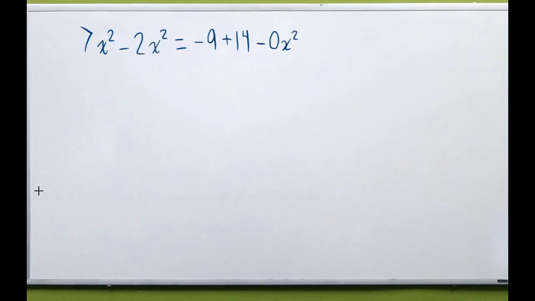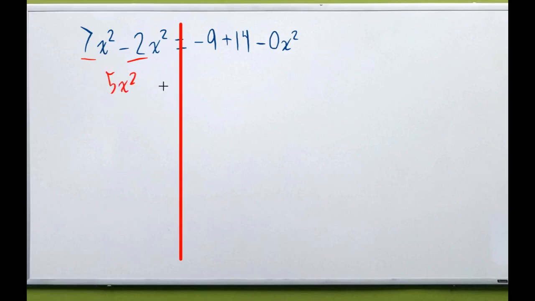All right, let's do this together. So we split our sign. Let's go ahead and take care of our like terms, as there is no parentheses multiplication action. So we have like terms here. 7x squared minus 2x squared, that's just 5x squared. And that's equal to negative 9 plus 14.